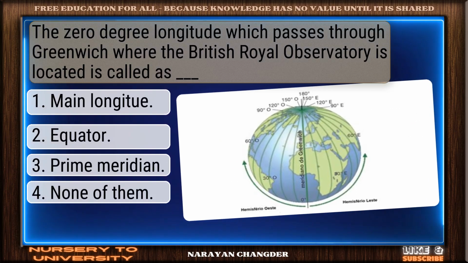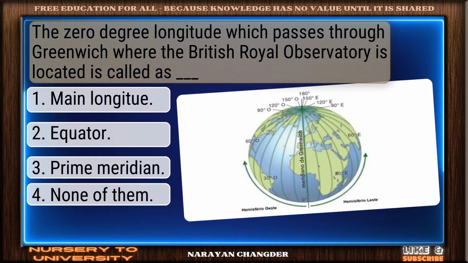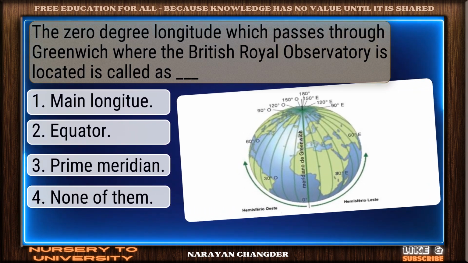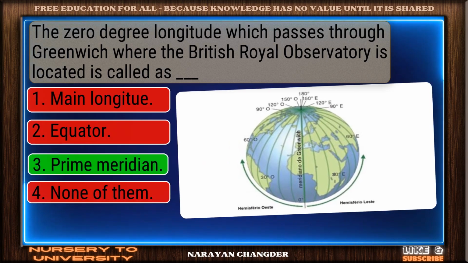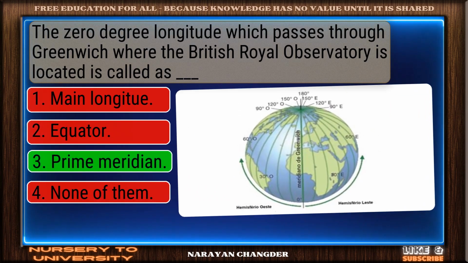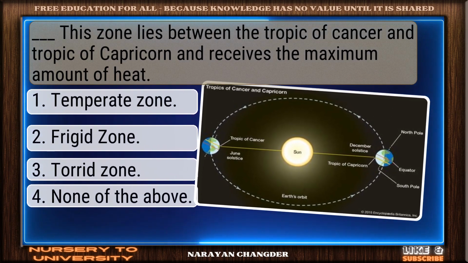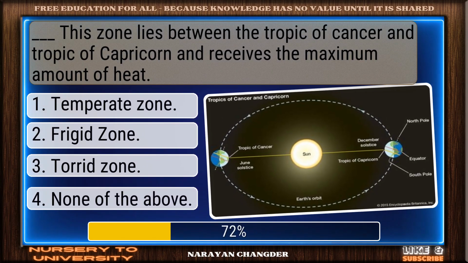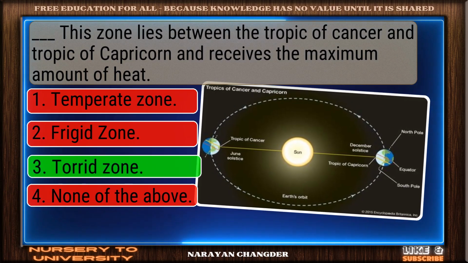The 0-degree longitude, which passes through Greenwich where the British Royal Observatory is located, is called as dash. Nice work. You chose prime meridian and it is correct. Dash. This zone lies between the Tropic of Cancer and Tropic of Capricorn and receives the maximum amount of heat. Correct. Torrid zone is the right answer.